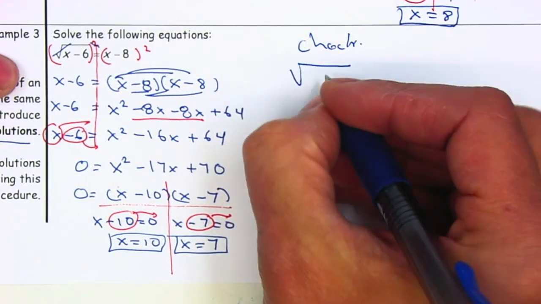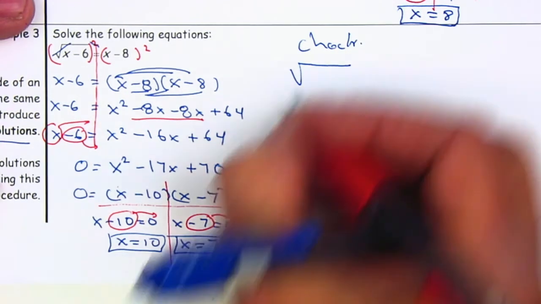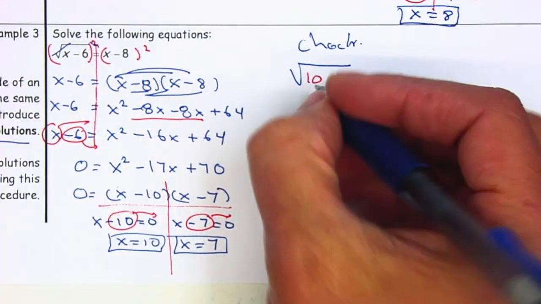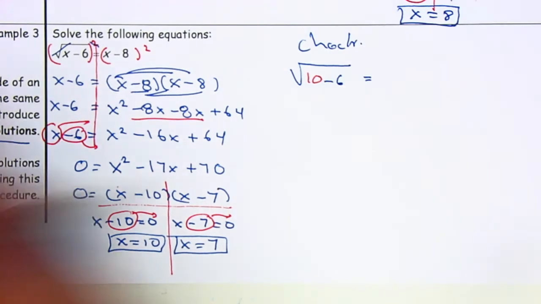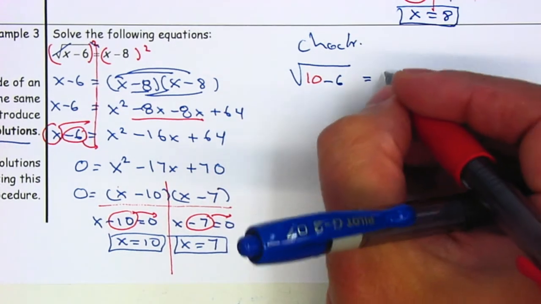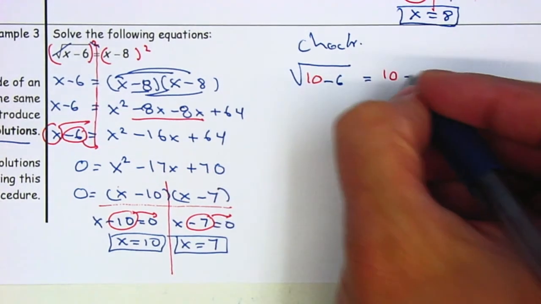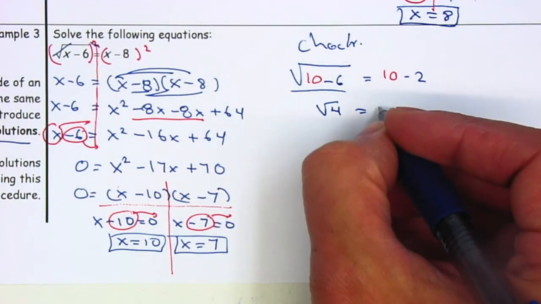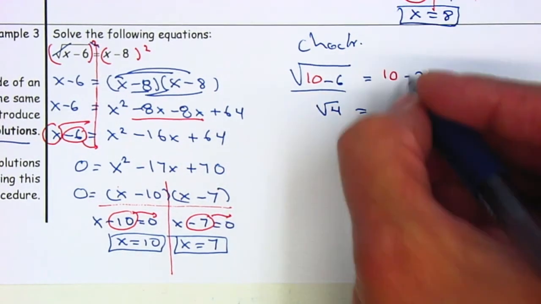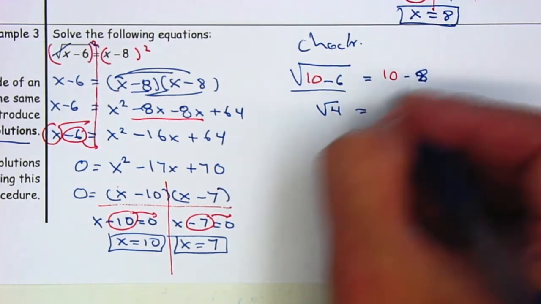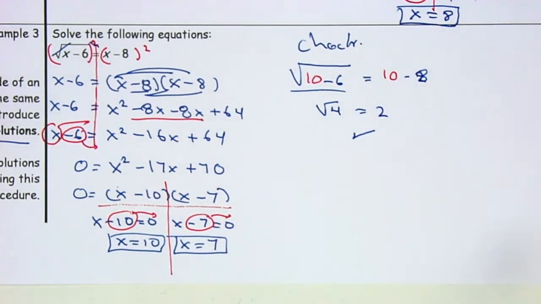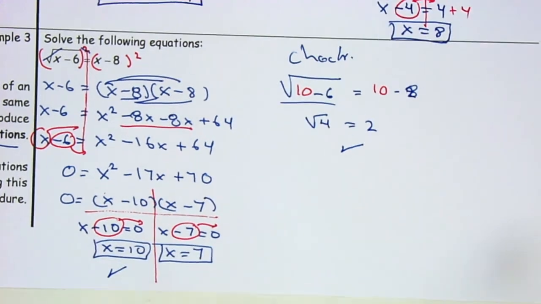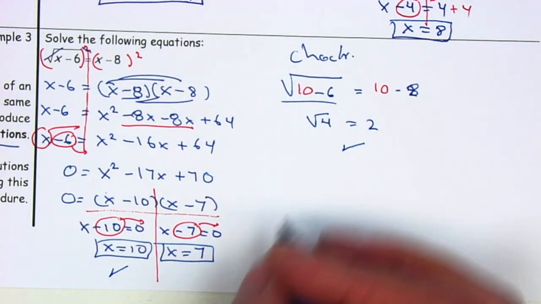Square root. Instead of the x, I'm going to first check the 10. 10 minus 6 is equal to, instead of the x, 10 minus 2. So that will give me the square root of 4 is equal to 2. Correct. So that one's fine.